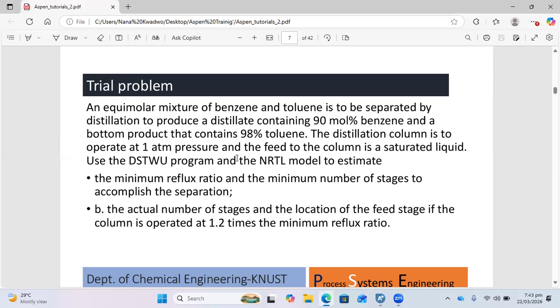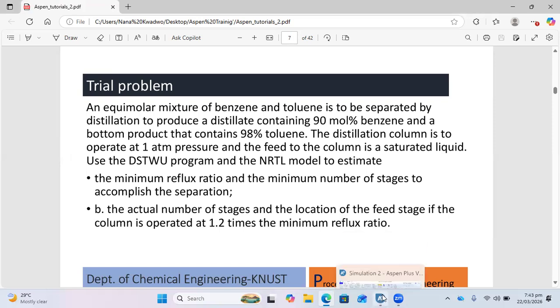Use the DSTWU program and the NRTL model to estimate the minimum reflux ratio and the minimum number of stages to accomplish the separation. And then the second part is the actual number of stages and the location of the feed stage if the column is operated at 1.2 times the minimum reflux ratio. So there's a lot of information here. We'll take it step by step.